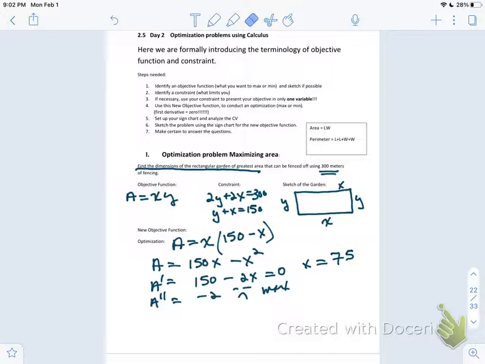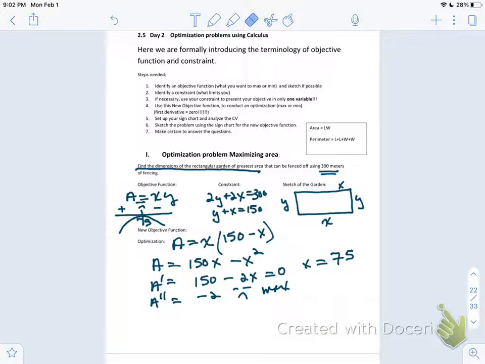So I wanted to do a little sine chart. Why don't I do it over here? And so that's going to be 75. If I plug in 0 into my first derivative, that's going to be positive. If I plug in 80, that's going to be negative. And I already know that this is negative. So therefore, my curve looks like that, and I am getting a maximum.